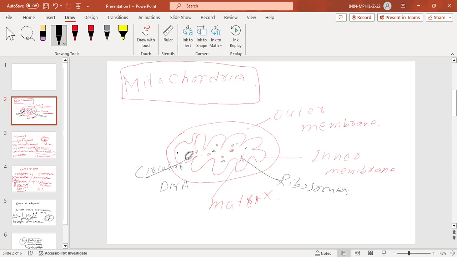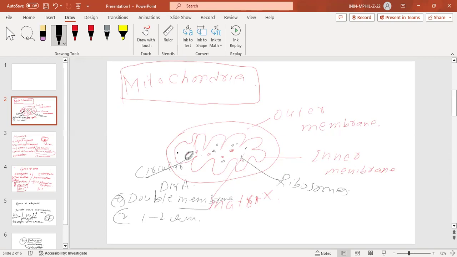Let's quickly try to revise all the points related to this. One is double membrane, 70S ribosome, circular DNA, matrix. Size is what? 1 to 2 micrometer. Yes, double membrane structure. You can add it. So size is 1 to 2 micrometer.